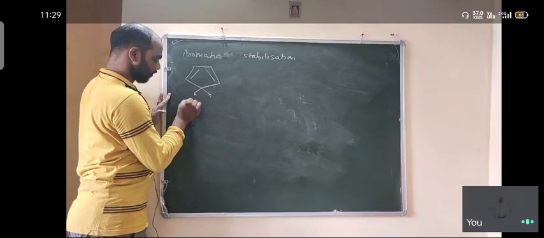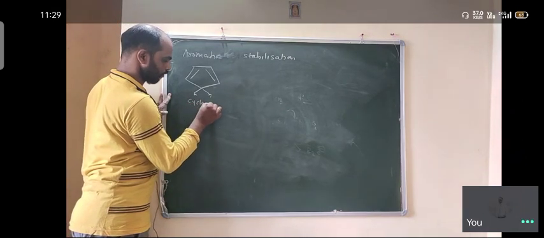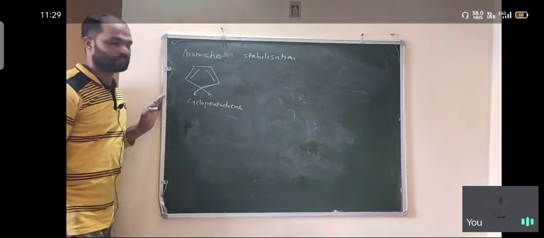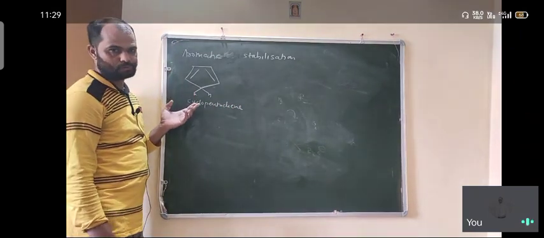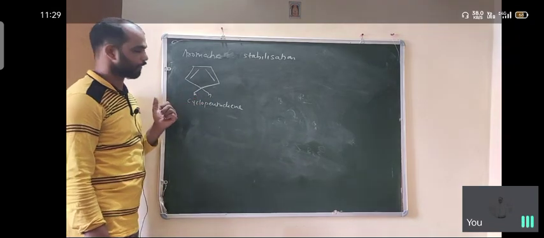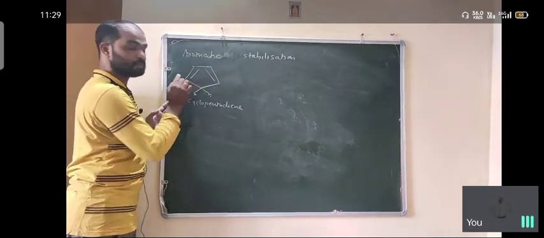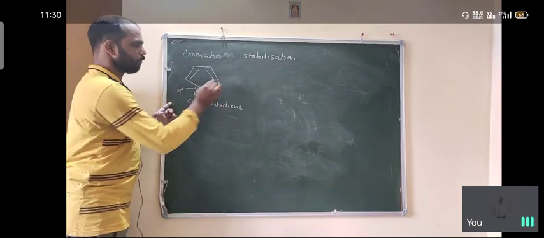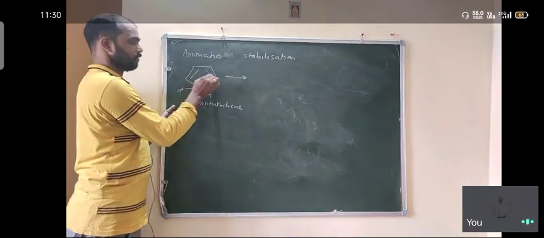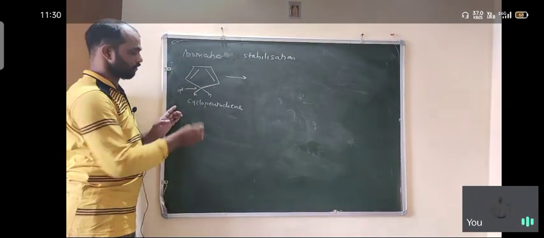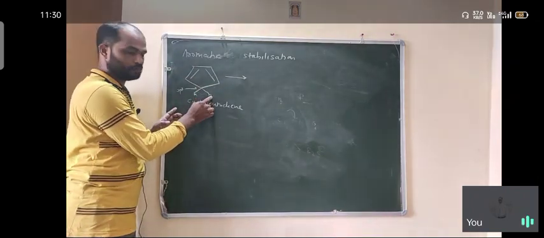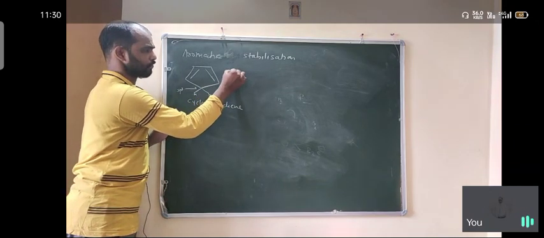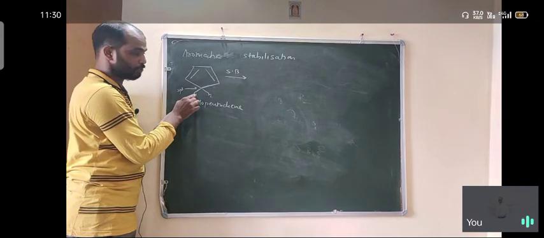Here is cyclopentadiene. This is not an aromatic compound. It is cyclopentadiene because four carbons are sp2 carbons, but one of the carbons is sp3. Suppose, due to these double bonds, some acidic character is developed and a strong base is used. The strong base will abstract this proton.